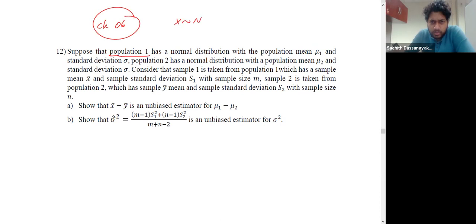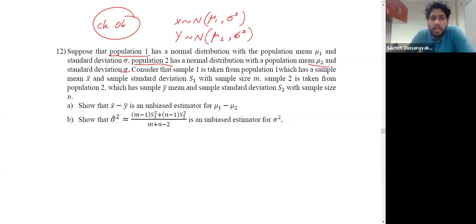Population 1, which I'll call x, has a normal distribution with population mean mu1 and standard deviation sigma. Let's say variance sigma squared. Population 2, I'll consider it as y. It also has a normal distribution with mean mu2 and standard deviation sigma, and I'll write its variance as sigma squared.